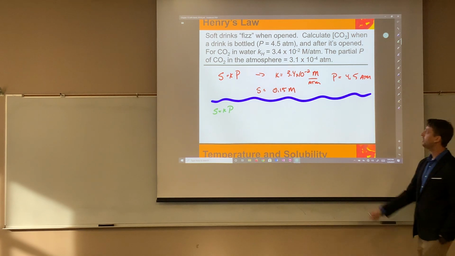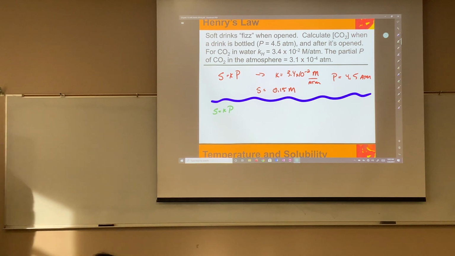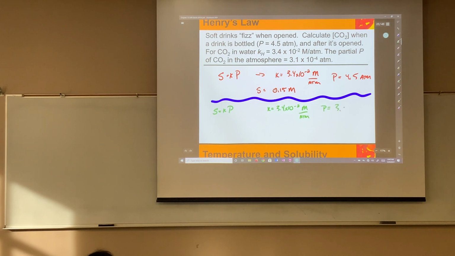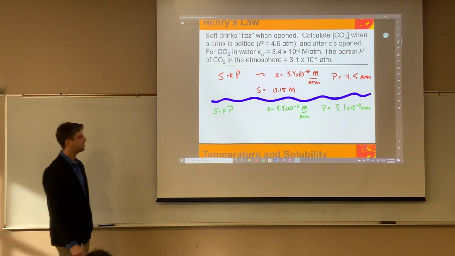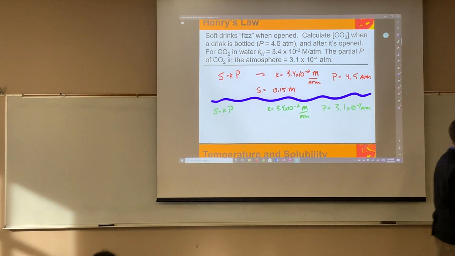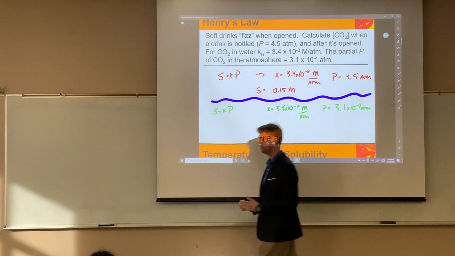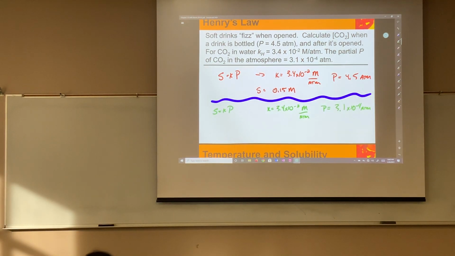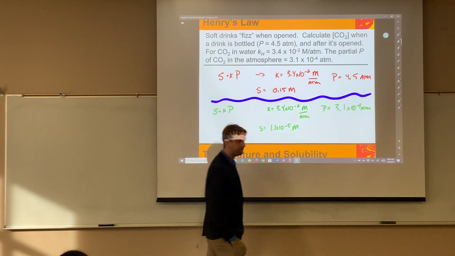The pressure. So we got a lower pressure, and we should end up with a lower solubility at that pressure. So K is still the same, 3.4, and then pressure in this case is 3.1 times 10 to the minus 4 atmospheres when it's opened up. And if I did my math right 2 times in a row, then I get that as my concentration at the end there. Good? It's not too bad.